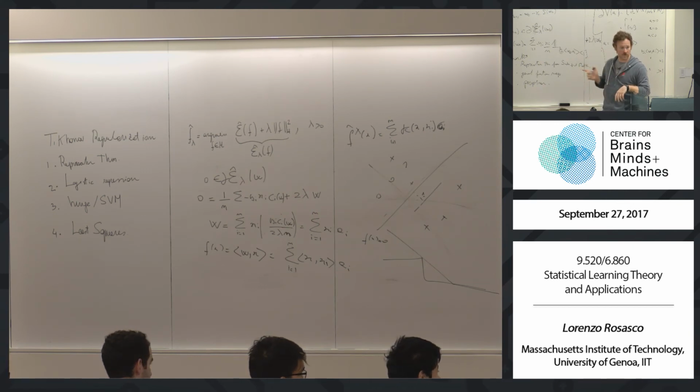So each iteration costs less. I mean, I don't know, because quadratic programming is not an algorithm, it's a problem, right? So you have to discuss what kind of solver you want to use.